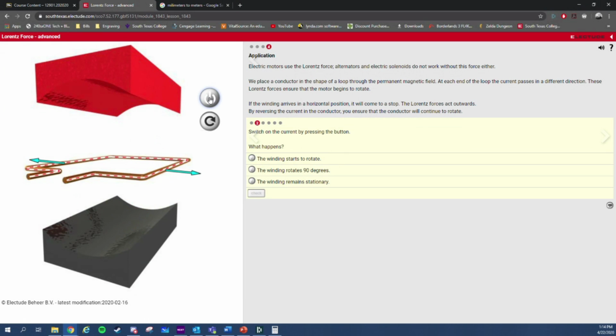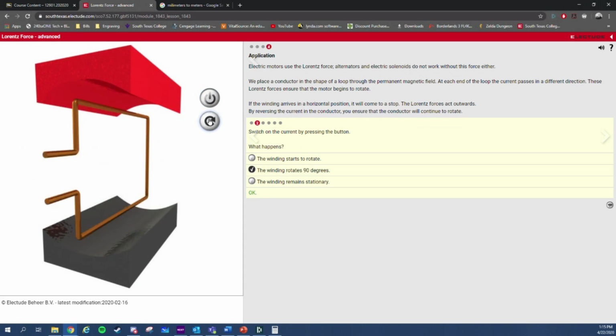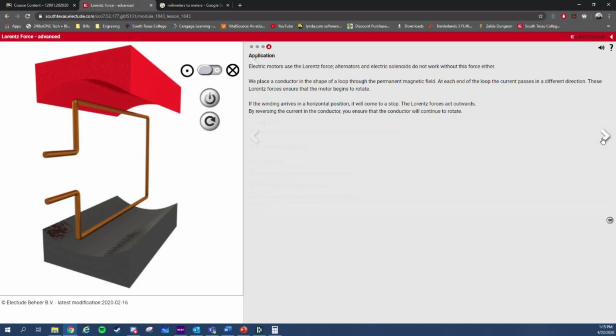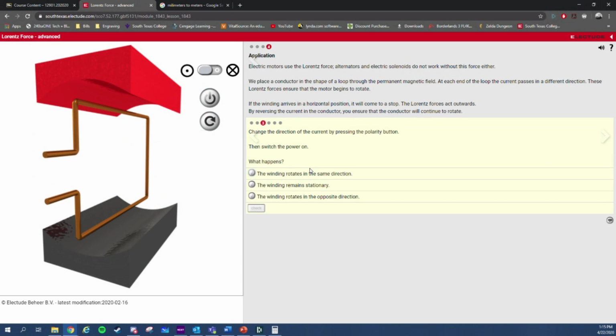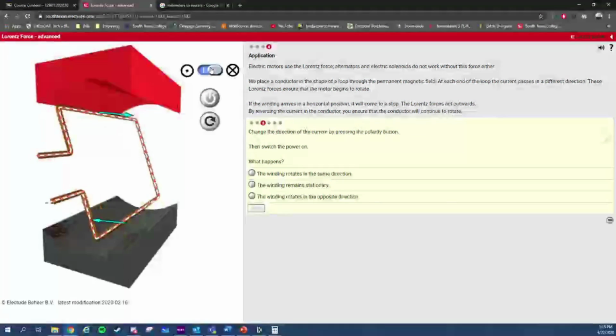Okay. What happens? The winding rotates 90 degrees. Can we reverse the polarity? Oh no, it doesn't let us do it yet. Change the direction of the current by pressing the polarity button. So we're going to turn it on. All right, let's reverse the polarity.